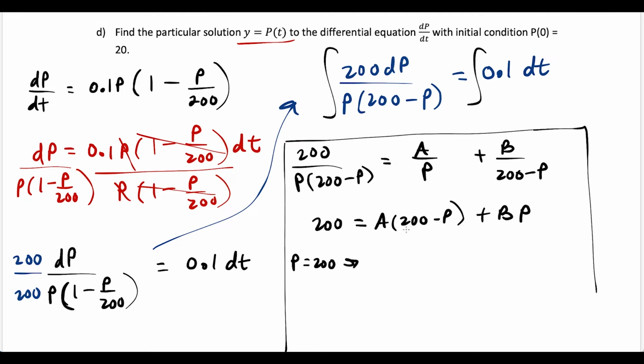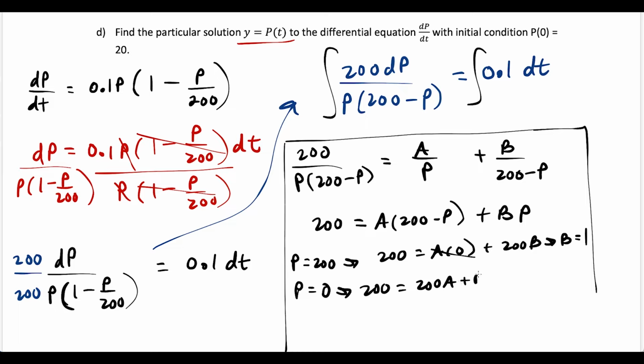So if you plug in p equals 200, that's going to wipe out this factor. And you're going to have 200 equals a times 0 plus p is equal to 200, so you have 200 times b. And now this is going to be gone, and 200 equals 200b tells us b is equal to 1. And then I would substitute in next p equals 0, and that's going to give us 200 equals 200 minus 0 is 200, so we have 200a plus b times 0. Now b times 0 cancels, telling us that a is equal to 1.